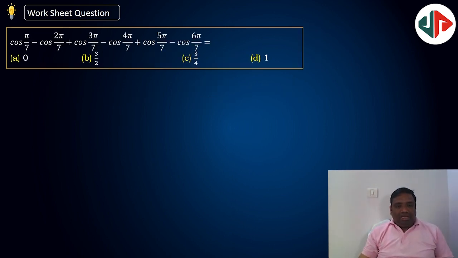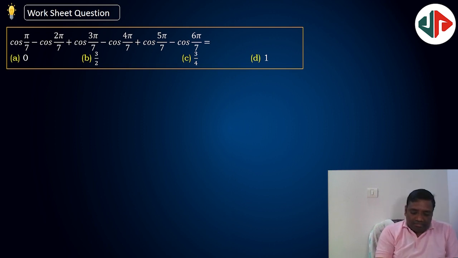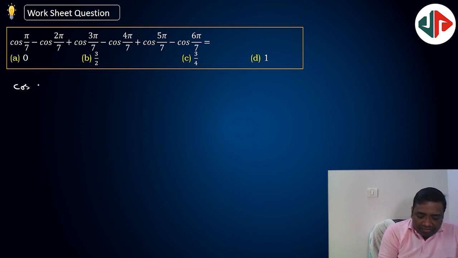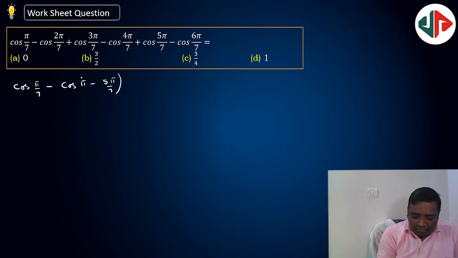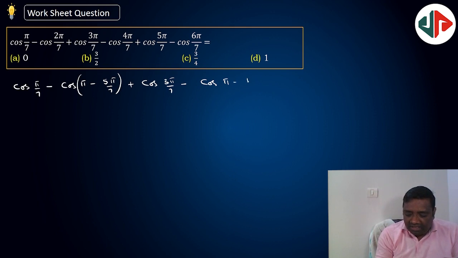See this question: cos of pi by 7 minus cos of 2 pi by 7 plus cos of 3 pi by 7 minus cos of 4 pi by 7 plus cos of 5 pi by 7 minus cos of 6 pi by 7. To take this value, cos of pi by 7, I am rewriting as cos of pi minus 5 pi by 7, plus cos of 3 pi by 7, minus cos of 3 pi by 7 and cos of 5 pi by 7 as easily.